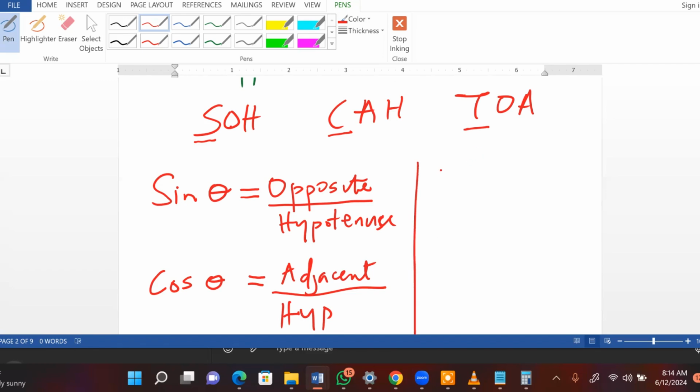Then for the TOA, it will be tan theta equals what? Opposite over adjacent. So everything you want to learn under trigonometry as a basis is this. It will not go beyond this. Now, when to use all this and how to use them is the next thing. Any question before we proceed?